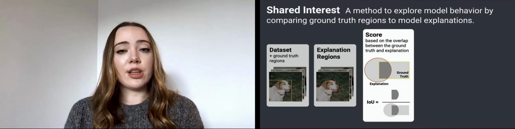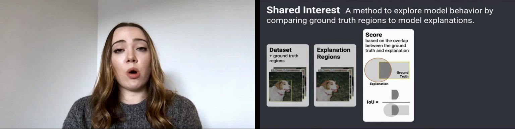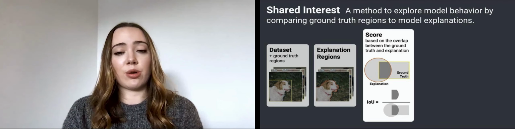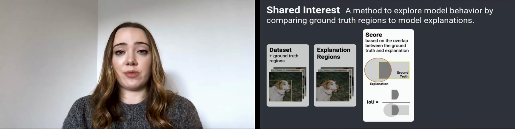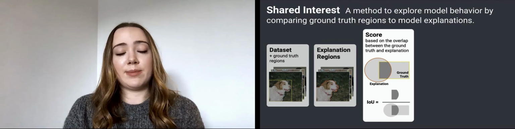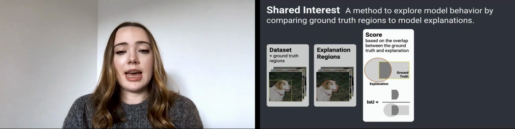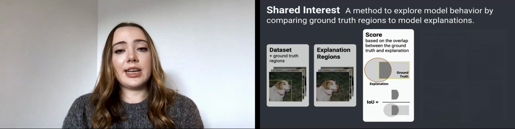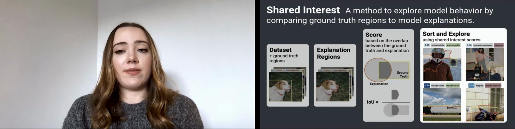And then, using the overlap between the explanation region and the ground truth region, we score every image in the dataset. Here we use the intersection over union score, which is the number of pixels shared between the two regions divided by the number of pixels in either of the two regions. So this score is maximized when the ground truth region and explanation region are identical, and it's minimized when they are completely disjoint. And finally, using these scores, we sort and explore our dataset in order to find inputs that are informative.